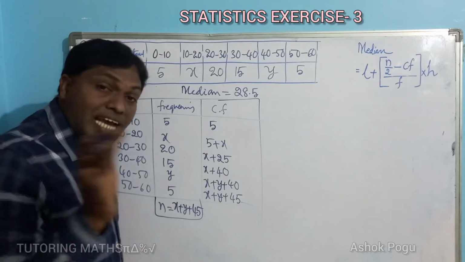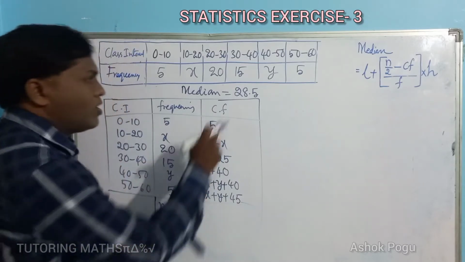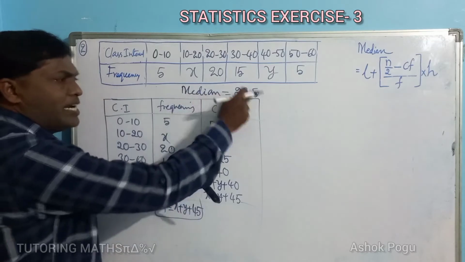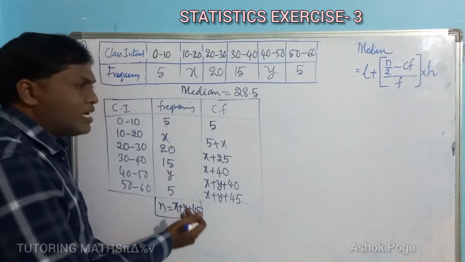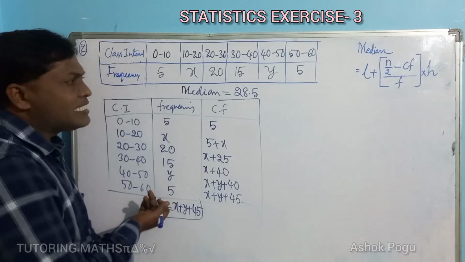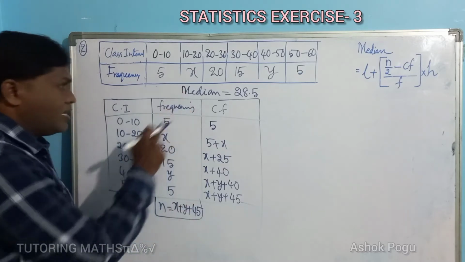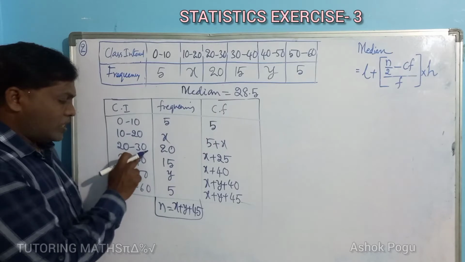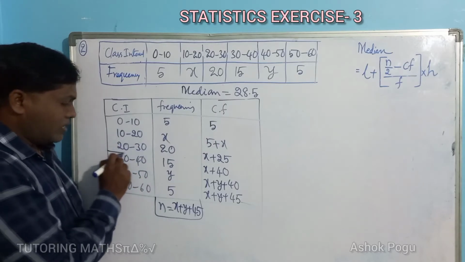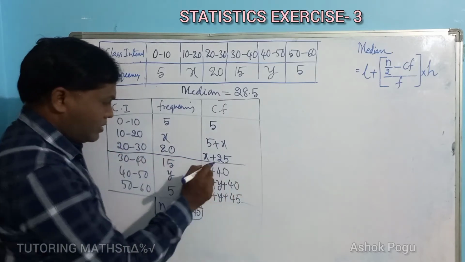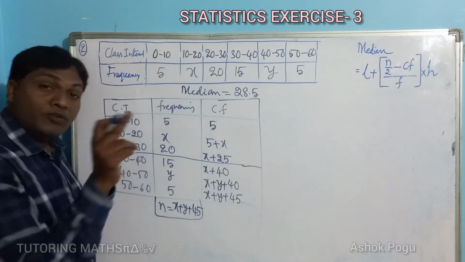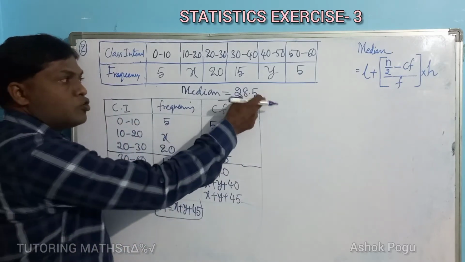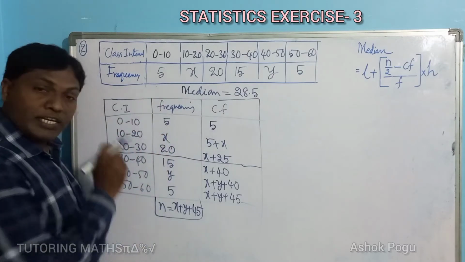But which class has to be taken as the median class? The median is already given, 28.5. Where does 28.5 lie? In which class does it lie? The 28.5 lies between 20 and 30. Therefore, 20 to 30 is the median class, because 28.5 lies between 20 and 30.